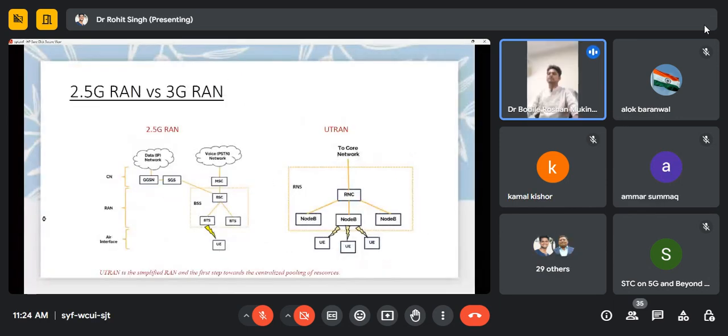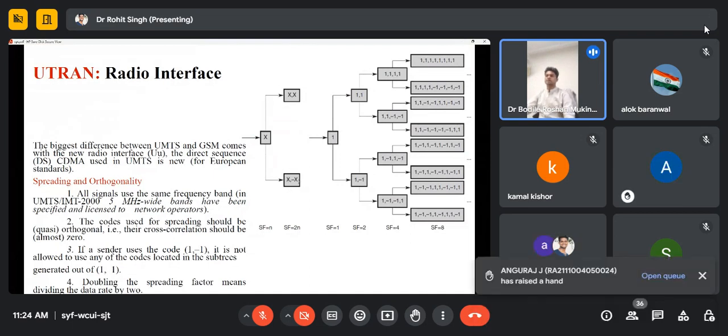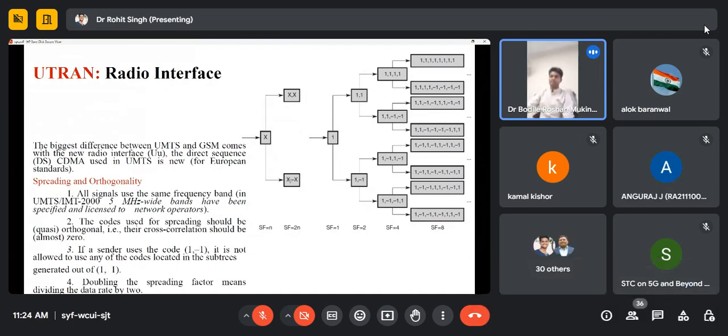Now in this case, in third generation, codes are responsible to provide orthogonality among the users. For example, if one user is assigned a code X X, another user will be assigned a code X minus X, so that if X is multiplied with X, next X is multiplied with minus X, their summation should be 0.